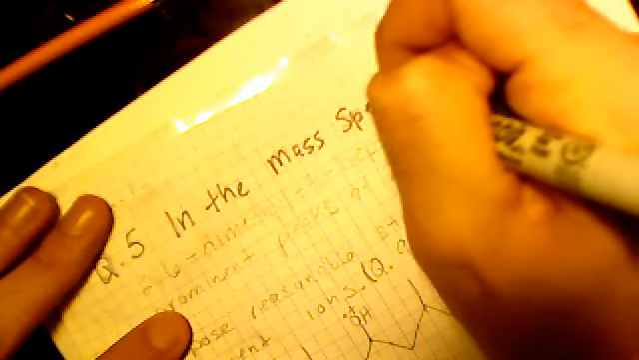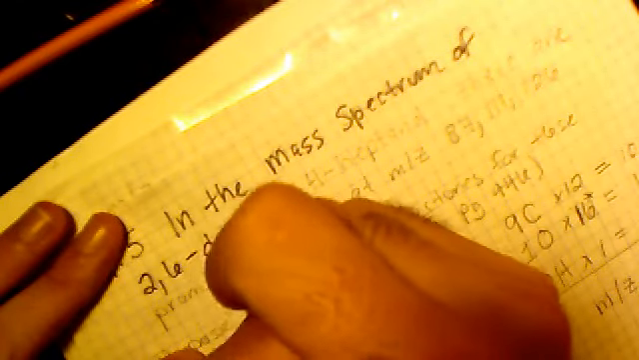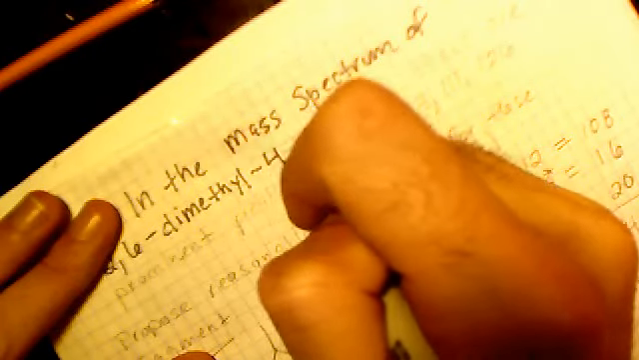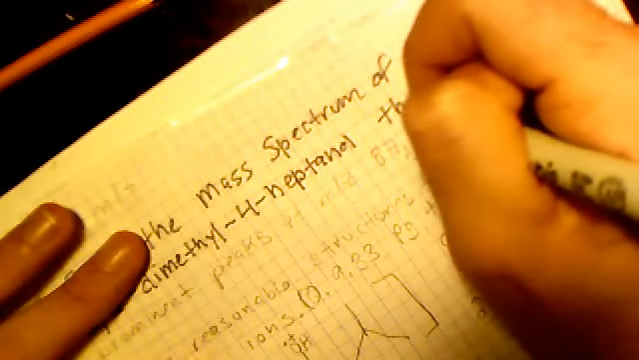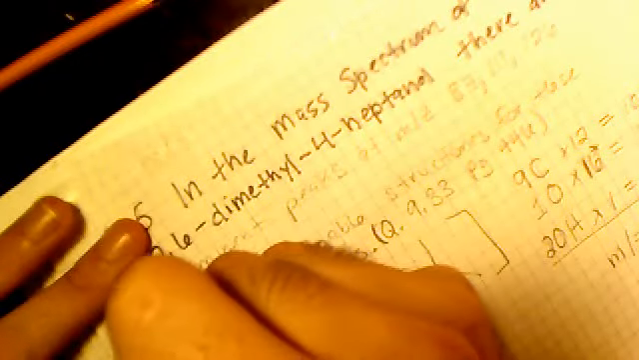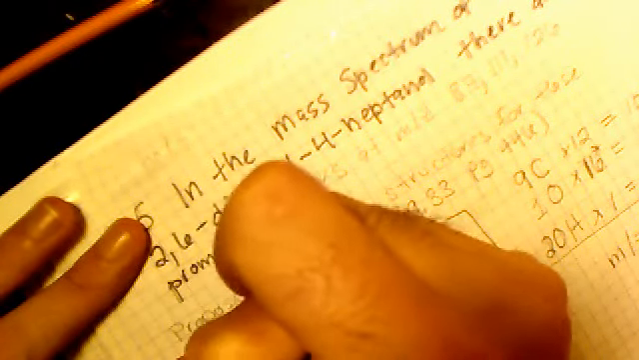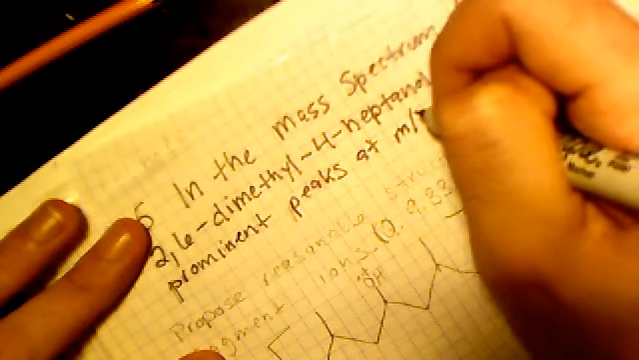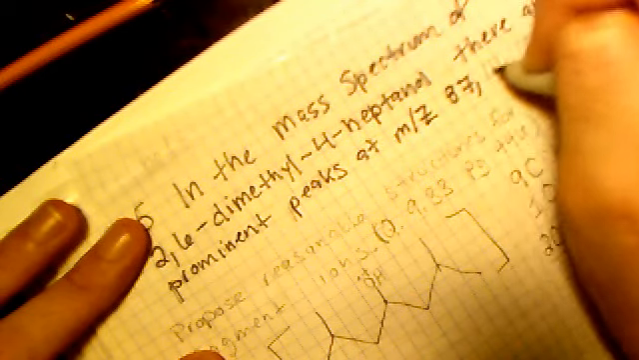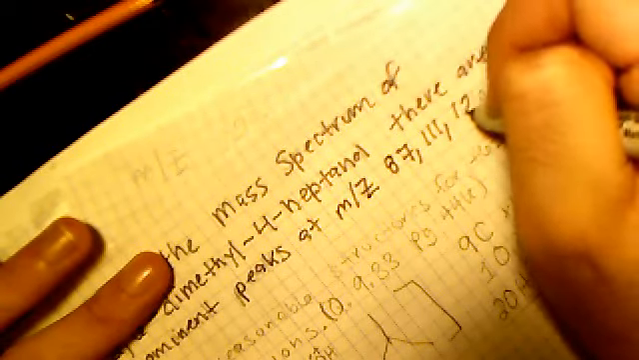So it says, in the mass spectrum of 2,6-dimethyl-4-heptanol, there are prominent peaks at mass over charge 87, 111, and 126.